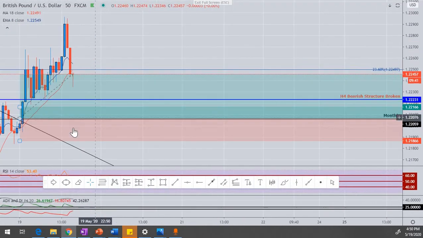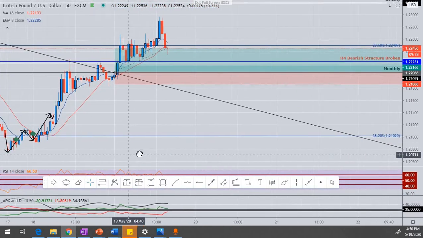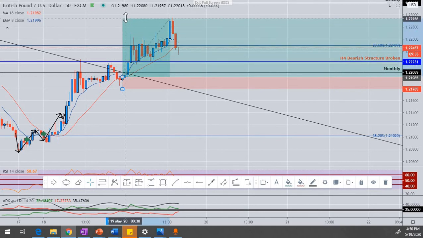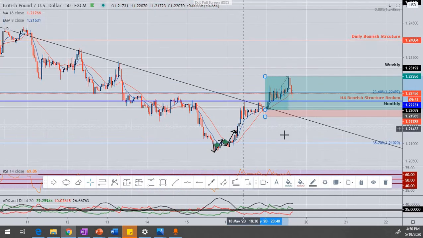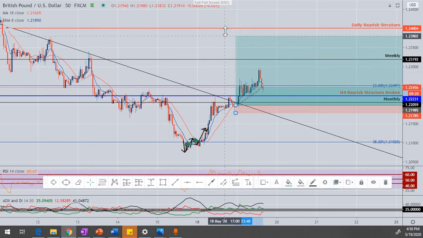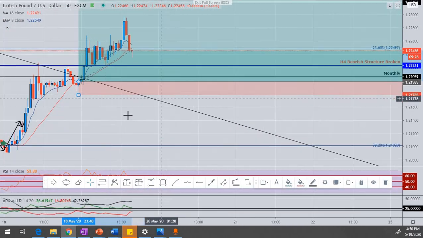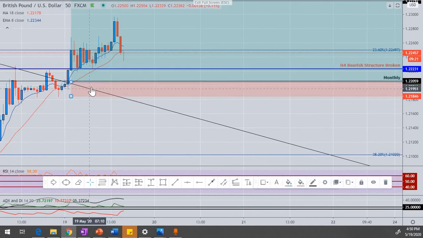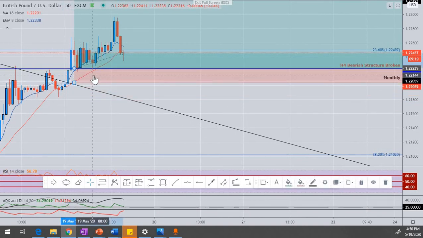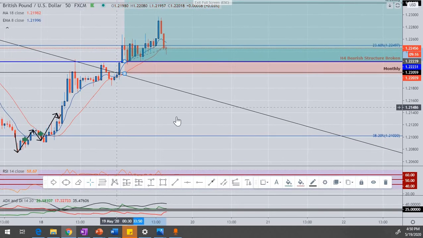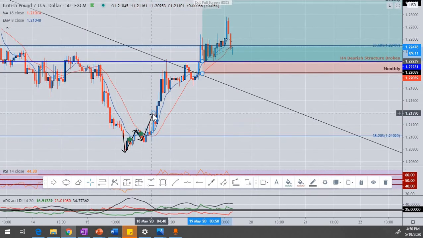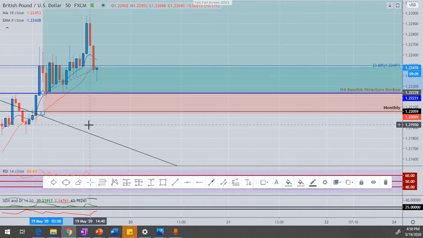I would have gotten in around here, somewhere down there, and ridden that all the way up to here. But as I say, I'm still probably looking for price to continue to push. So this is not one I was already in, but I could probably look for something like an entry off of this particular structure zone here. All right, guys. So that's sort of an idea of what I'm potentially looking at for GU.